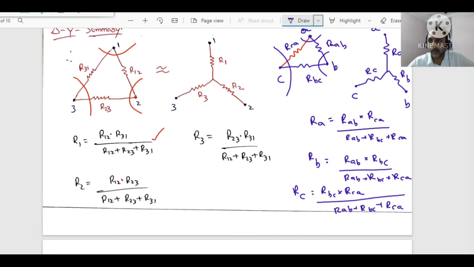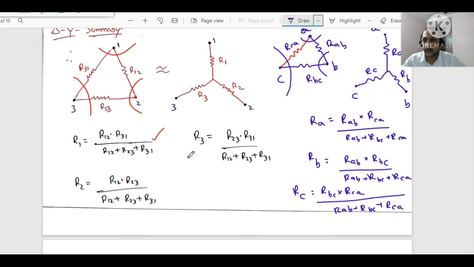Some people will discuss this topic in terms of A, B, C, and some people will discuss this topic in terms of 1, 2, 3. Anything is okay. Based upon which you feel convenient, you remember those formulas. But at last your target is to find out R1, R2 and R3. If you see the problem, you will feel it is simple, easy.